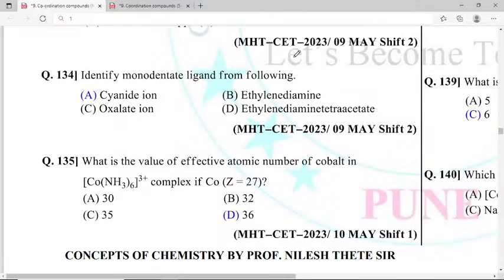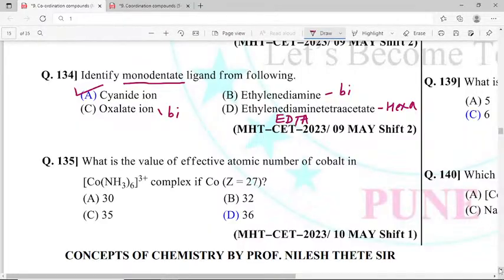Identify the monodentate ligand from the following. Monodentate ligand, only one, so cyanide is there. Cyanide. Oxalato is a bidentate ligand. Ethylene diamine, bidentate ligand. Ethylene diamine tetraacetate, EDTA, is the hexadentate ligand. Ethylene diamine tetraacetate ion.